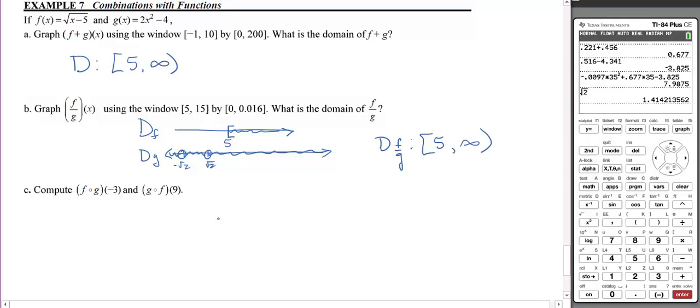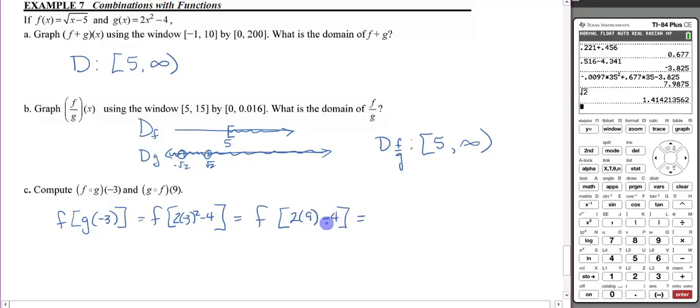Now we want to compute f composed of g of -3 and g composed of f of 9. F composed of g of -3 is f of g of -3. So we'll do the inside first. G of -3 is going to be 2 times -3 squared minus 4. So that is f of 9 times my 2 and then minus 4. So this is 18 minus 4, which is 14.